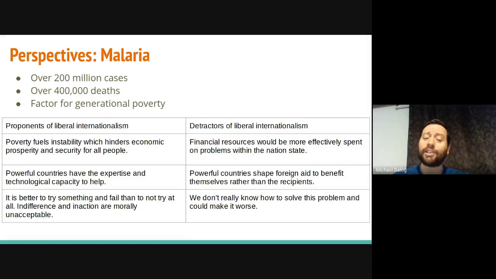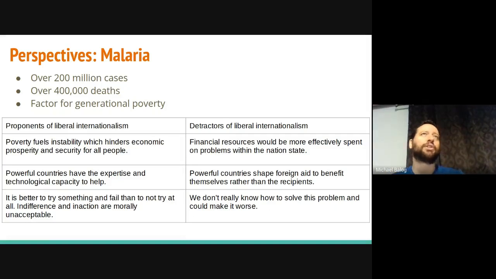So detractors of liberal internationalism might say, look, again, powerful countries can shape the foreign aid to benefit themselves rather than the recipient countries. So this is a classic example with malaria, where countries like Canada were funding anti-malarial drugs and research. Okay, if you take this pill, it will prevent malaria from keeping you down and keeping you sick, so you can get back to work. But obviously, Canada benefits from that because that employs scientists and research. Eventually, when drugs are developed, we're able to sell those drugs to other governments, other countries, other NGOs, and we turn a profit, and that fuels economic prosperity in our own country.